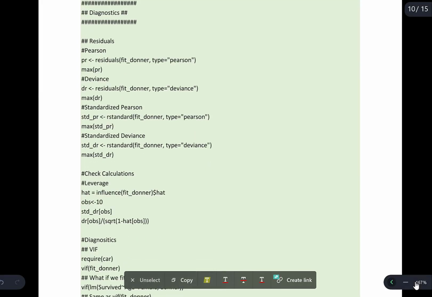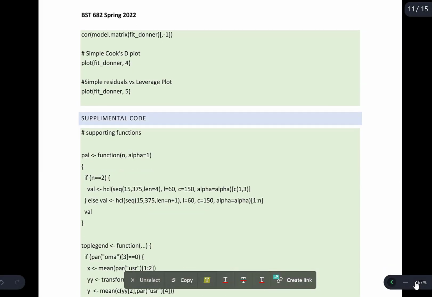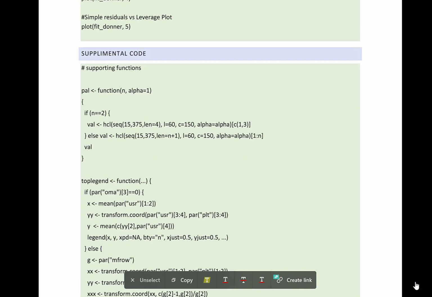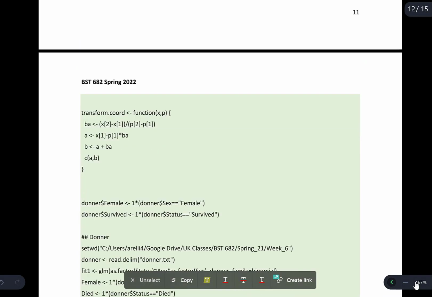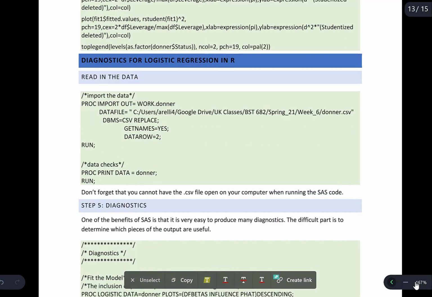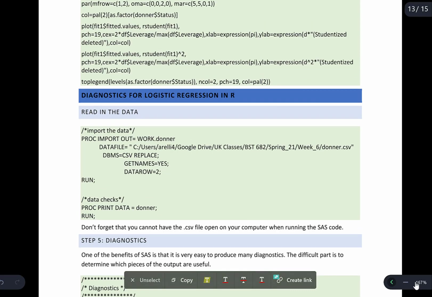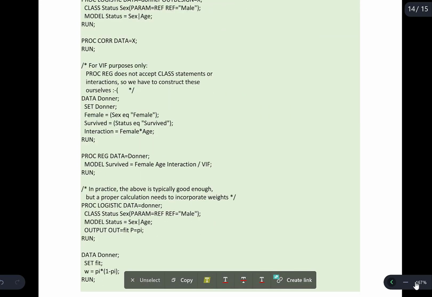And so here I have some code for you. This will create rougher plots, but you can still gain all of that information. And then if you're interested for your own knowledge, here is all the supplemental code to make those nice pretty plots that you see up in the notes. And then of course here's also how to do this. That should say in SAS. I'll fix that in your notes.